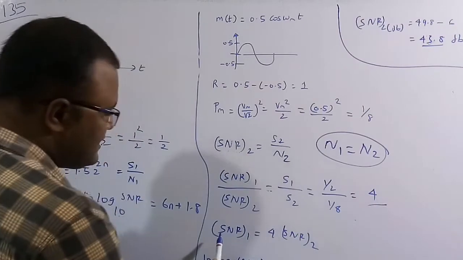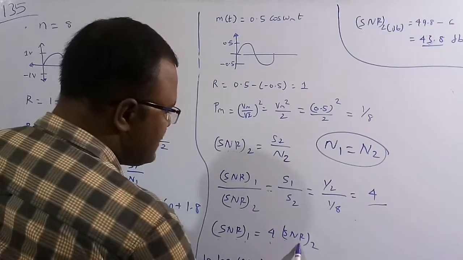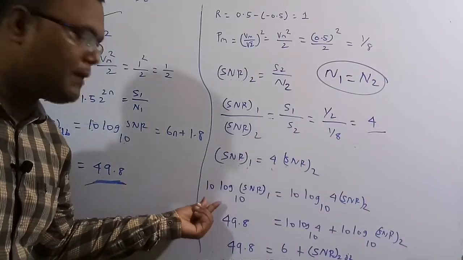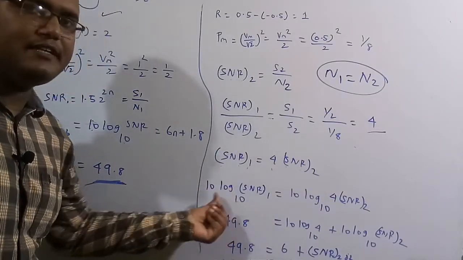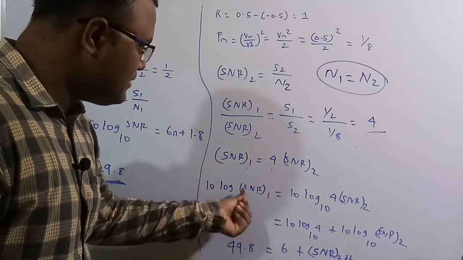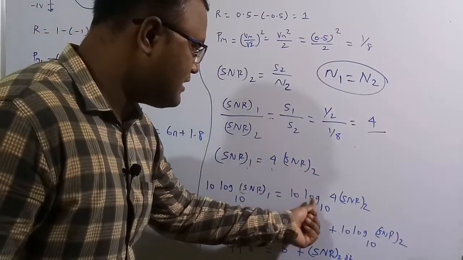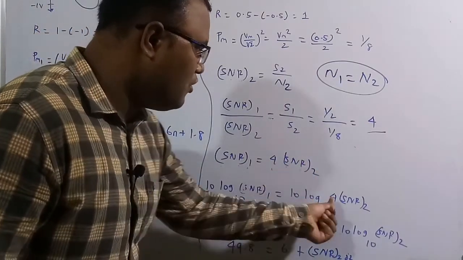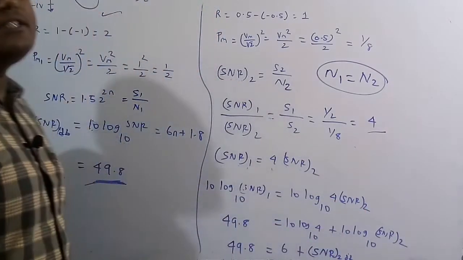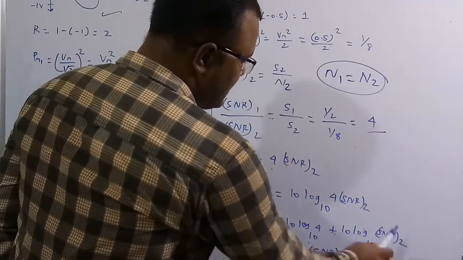So therefore the signal to quantization noise ratio in the first signal is equal to 4 times the signal to quantization noise power in the second case. Now I am going to apply 10 log base 10 to each and everything. So 10 log base 10 of SNR1, in place of SNR1 I keep 4 SNR2. Since log of m into n is equal to log m plus log n, therefore it is 10 log base 10 of 4 plus 10 log base 10 of SNR2.